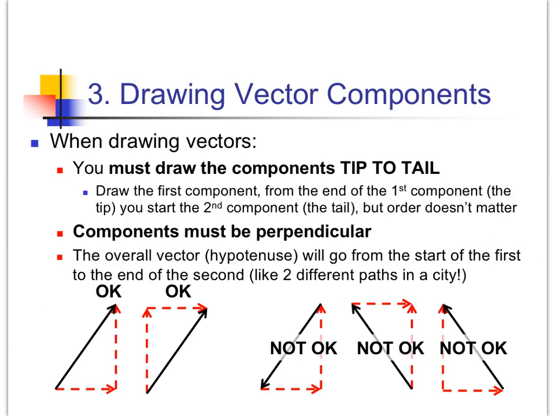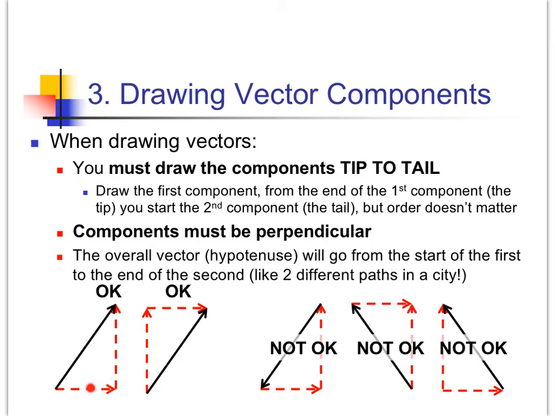The first thing we're going to talk about is how exactly to draw these vector components. I always think back when we're drawing them to that walking in the city example, thinking about how you could walk from one point to another only by going east-west and north-south. So when we have a vector at an angle like this, we're always going to start here at the tail of our vector, at the beginning, and we're going to draw our first component.